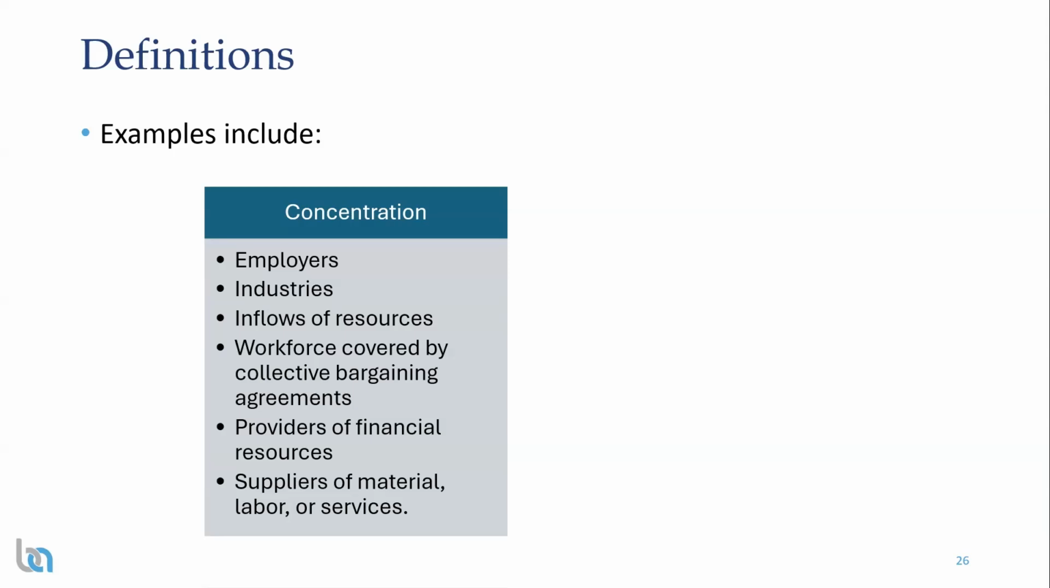Provider of financial resources. We have those clients. We have a client where basically 100% of the revenue is a grant from the federal government. So if there is no grant, there is no client. Suppliers of materials, labor, or services. Suppliers can be a big concentration risk. If you're really heavily dependent on certain supplies and they only come from one source, they definitely have a lot of impact on you.